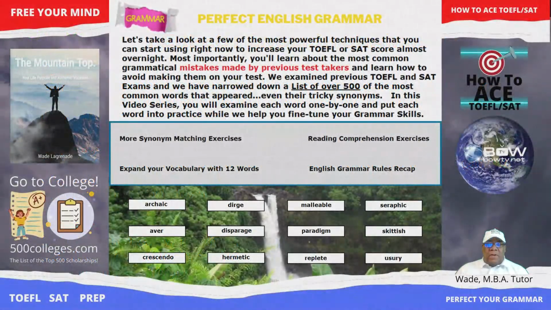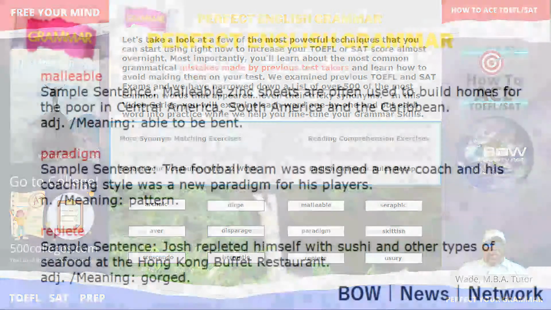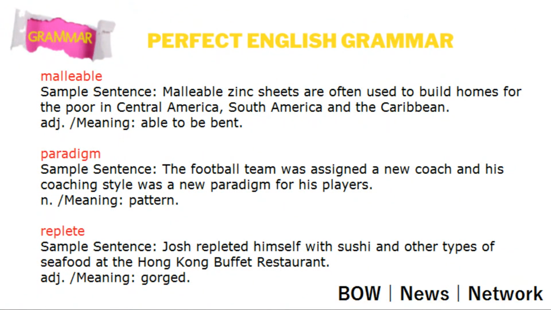And then we have our next set, which is malleable, paradigm, and replete. And as we take a look at the definitions of these words, malleable. Sample sentence. The malleable zinc sheets are often used to build homes for the poor in Central America, South America, and the Caribbean. Adjective meaning able to be bent. Malleable.